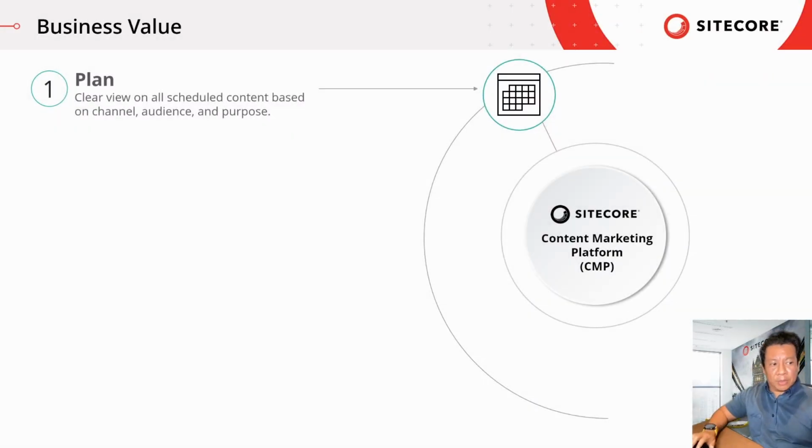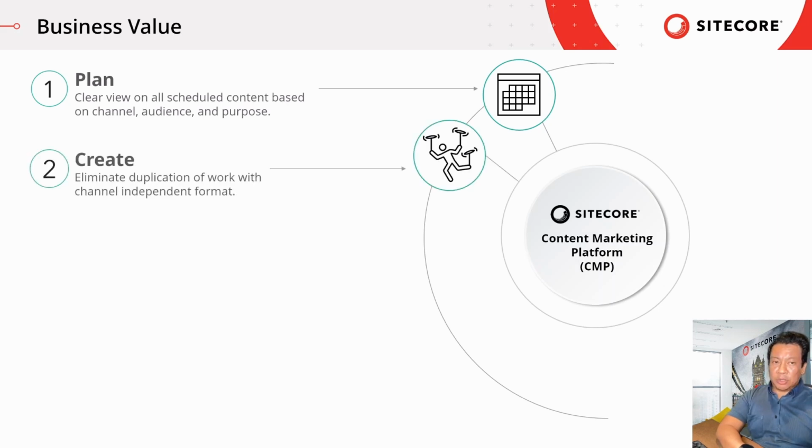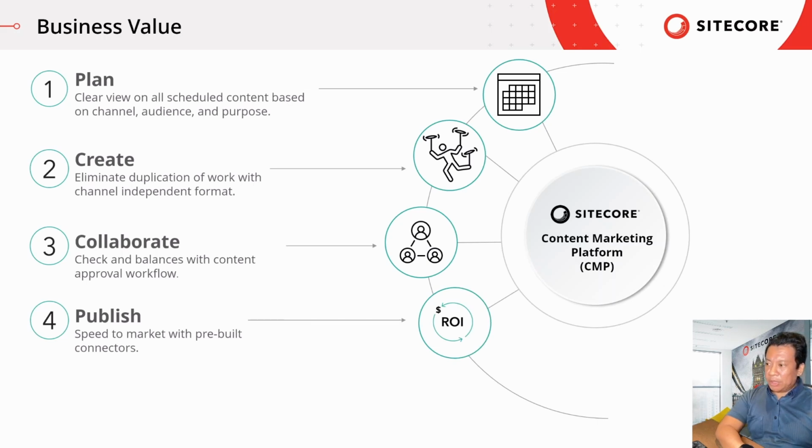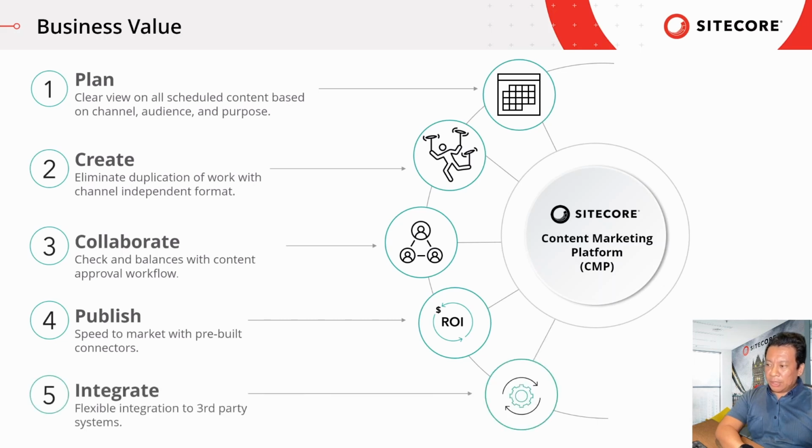In summary, there are many benefits of the Sitecore CMP to your business. First of all, from the plan capabilities, as you can see, it provides a clear view on all the scheduled content based on the channel, audience, and purpose. With the create capabilities, we can eliminate duplication of work with channel independent formats. The collaboration tools provide checks and balances with content approval workflows. The publishing capabilities give you a speed to market with pre-built connectors. And finally, the integration capabilities provide flexibility to integrate with third-party systems.